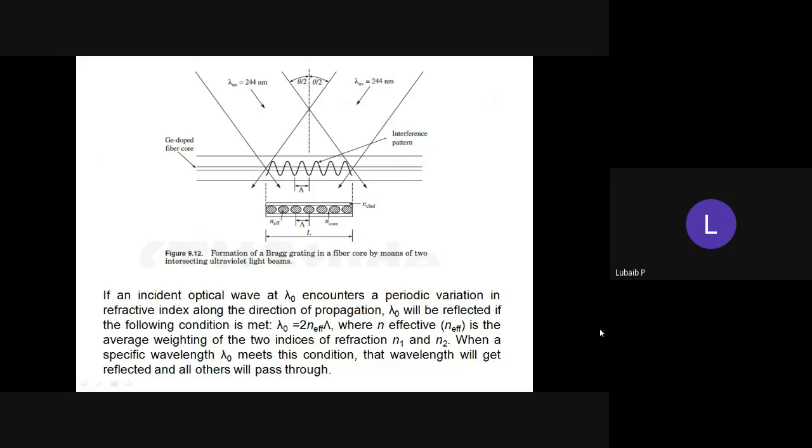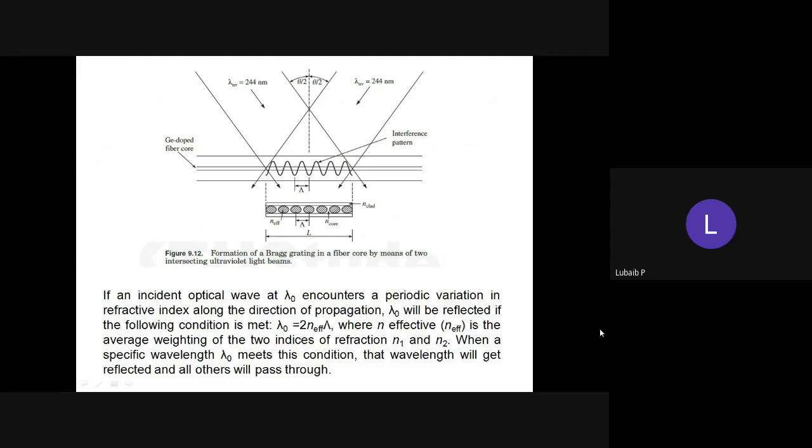If an incident optical wave at lambda 0 encounters a periodic variation in refractive index along the direction of propagation, lambda 0 will be reflected if the following condition is met: lambda 0 equals 2 n effective times L. N effective is the average weighting of the two refractive indices, n1 and n2. When a specific wavelength lambda 0 meets this condition, that wavelength will be reflected and all others will pass through. So this fiber Bragg grating technique is used for filtering.